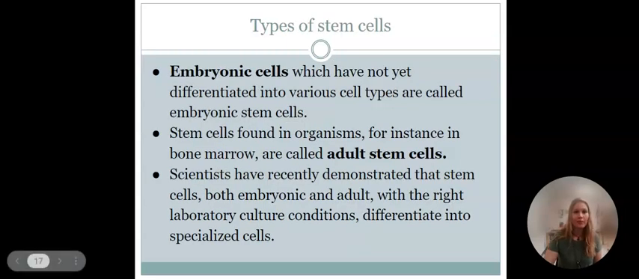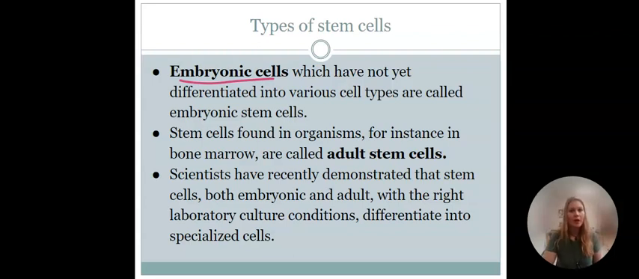You do have two different types of stem cells, which we'll touch on a little bit later in our biotech recap, because there's a lot of ethics around using stem cells. The most ethical concern is around embryonic stem cells. You find them in embryos, and then you have adult stem cells. They're found in adults. So you and I have adult stem cells. But scientists have demonstrated that both types of stem cells, embryonic and adult, under the correct laboratory conditions, can differentiate into specialized cells.